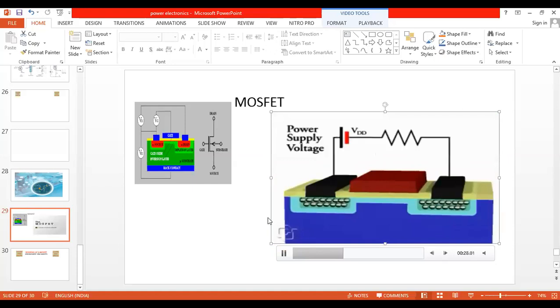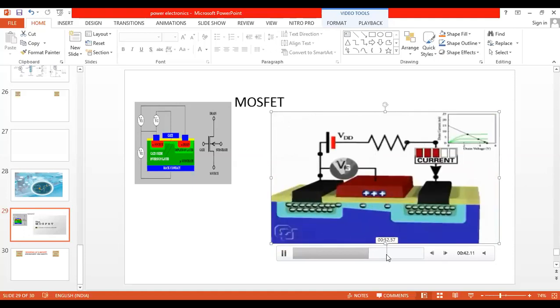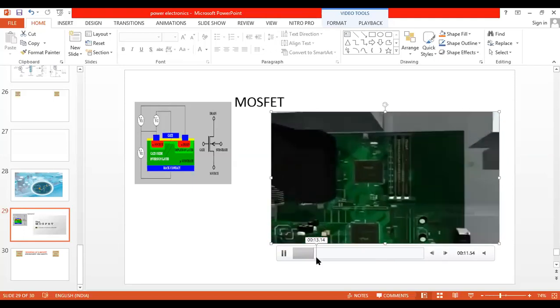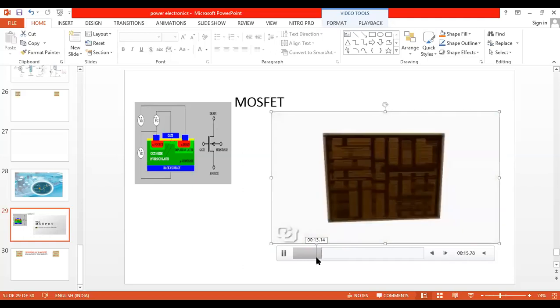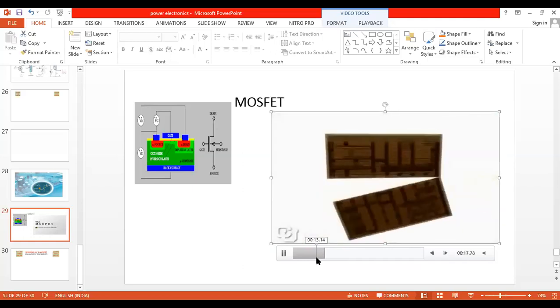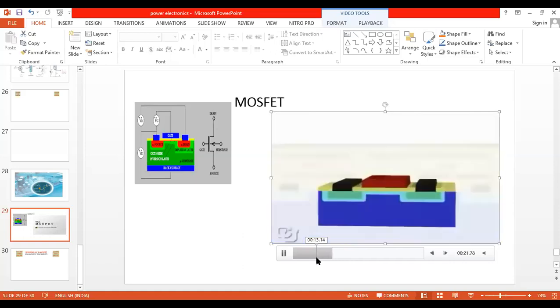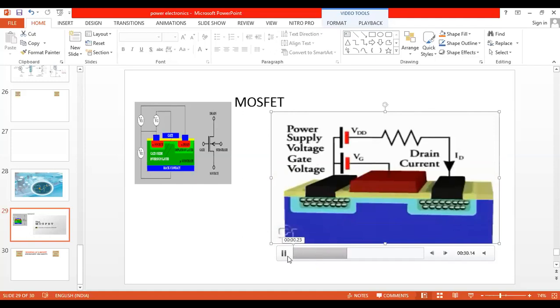So this MOSFET contains 3 terminals: source, drain, and gate. This is a simple animation. We want to show you what exactly is present inside the motherboard of the computer, the CPU. This is a CPU processor. If you split the CPU processor, it is made up of billions of transistors. Which transistor? It is 100% MOSFET, because the time taken to turn on and off is very fast for the MOSFET when compared with any other transistor.